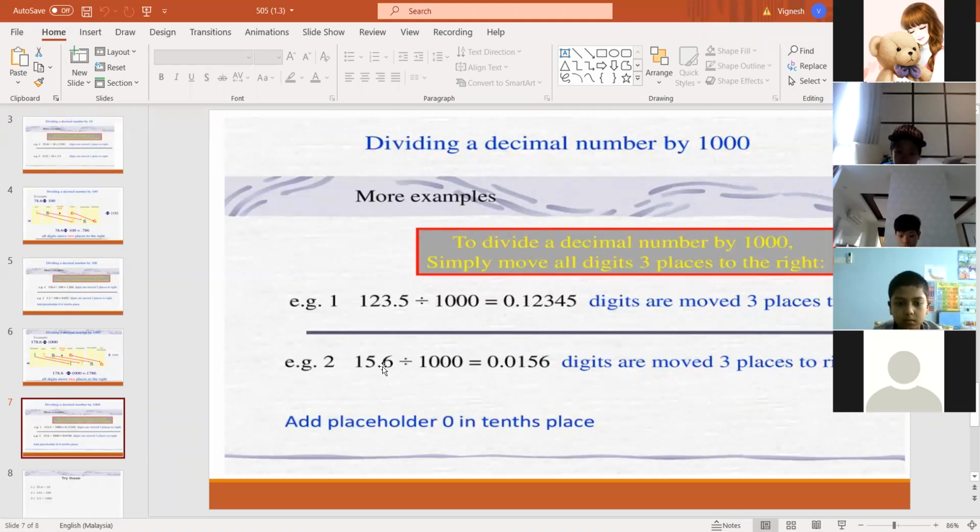You just remember the concept. If multiplying, it means moving to the right. If dividing, it means moving to your left. But whether by 10 or... Teacher, you're lagging. Okay, wait.